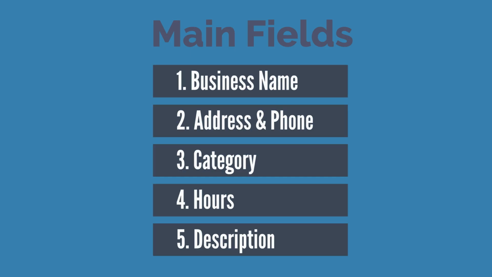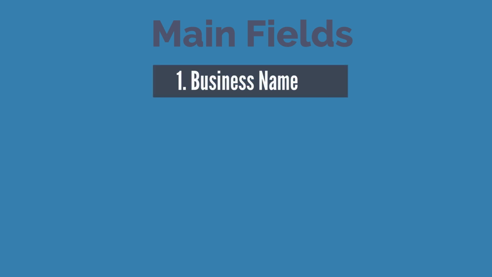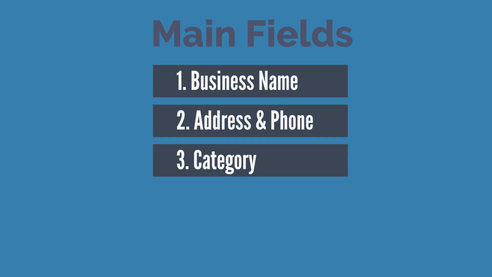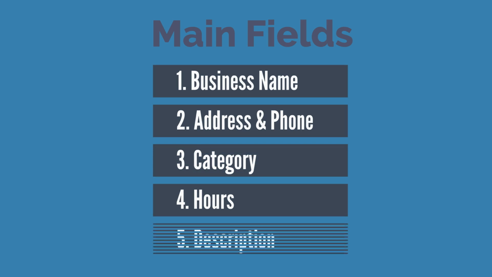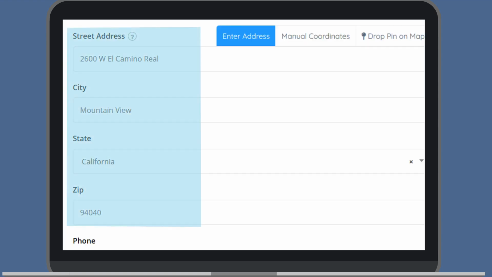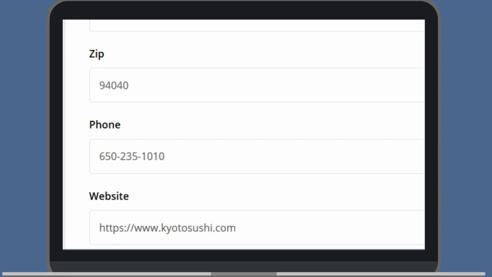If you are editing for the first time, we suggest that you focus on the main fields and come back to the rest later. The main fields are business name, address and phone, category, hours, and description. On the Edit page, edit your business name if necessary. You can skip the tagline for now. Enter or edit your street address, city, state, and zip if necessary. Enter your phone number. You can enter your website URL if you have one.